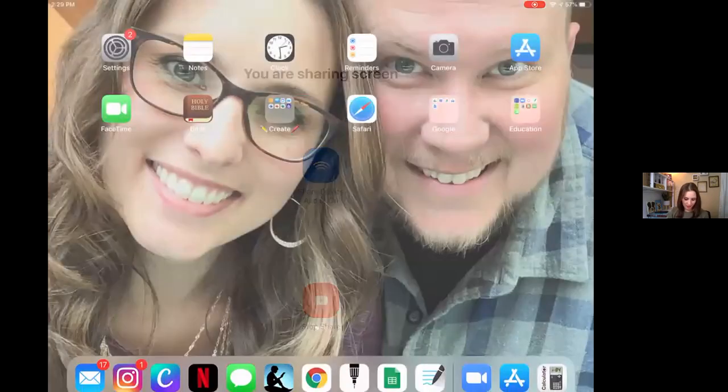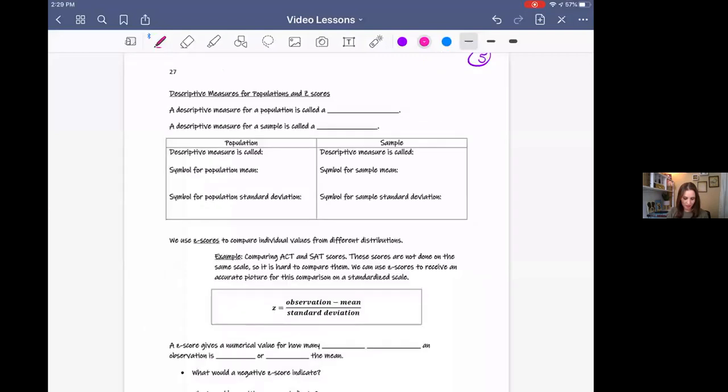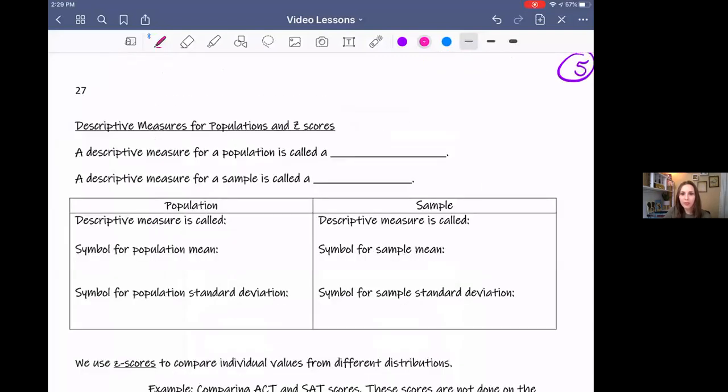All right. I like this lesson. This is fun. Zoom in. There we go.